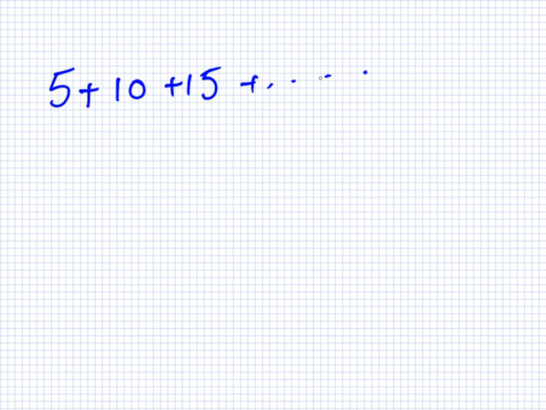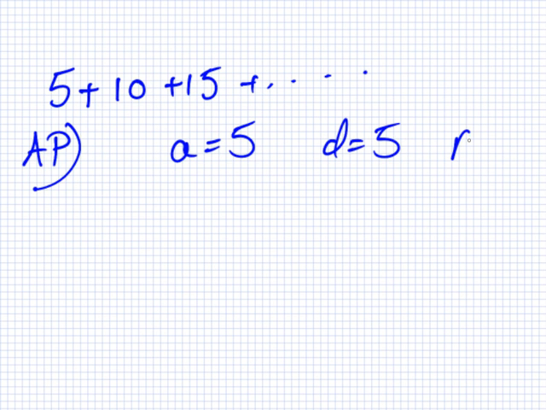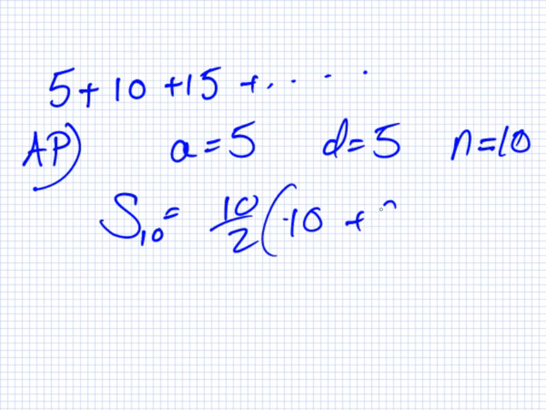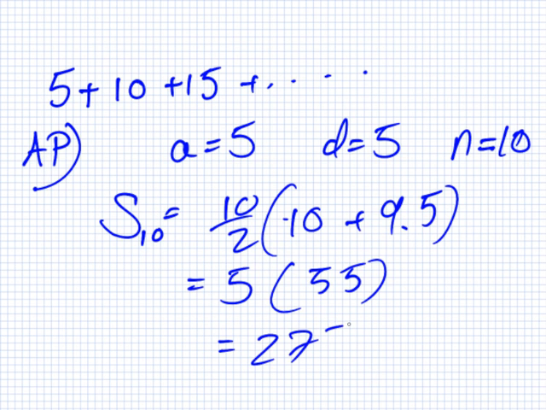So what type of problem is this? AP. What's the A? 5. The D is also 5, and the N is 10. So S10 would be N over 2, 2A plus N minus 1 D. That's 5 times 55. That's 275 meters.